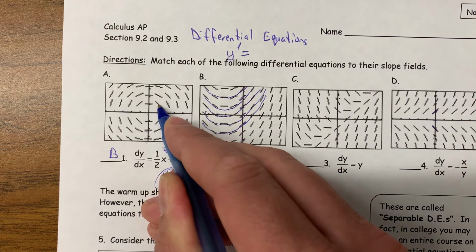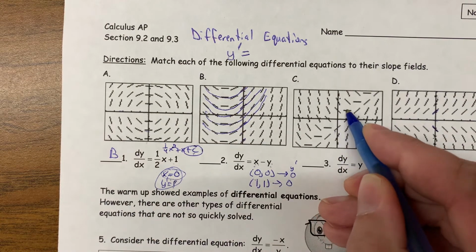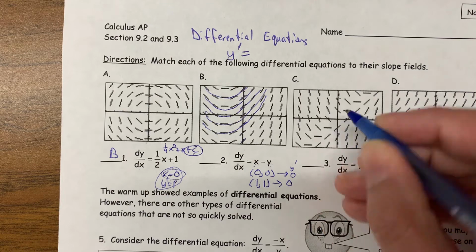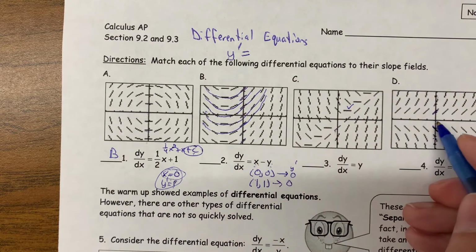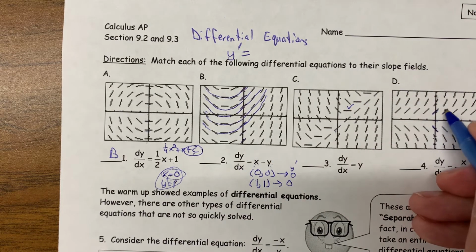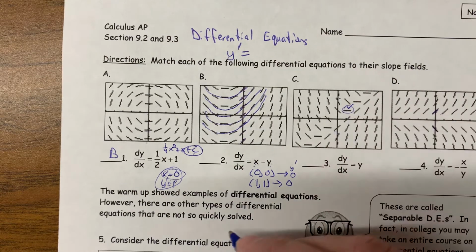Is this slope 0? No. At the point 1, 1, is this slope 0? Yes, this slope is 0. At the point 1, 1, is this slope 0? No, this is a slope of 1. And so this is the only one that matches.